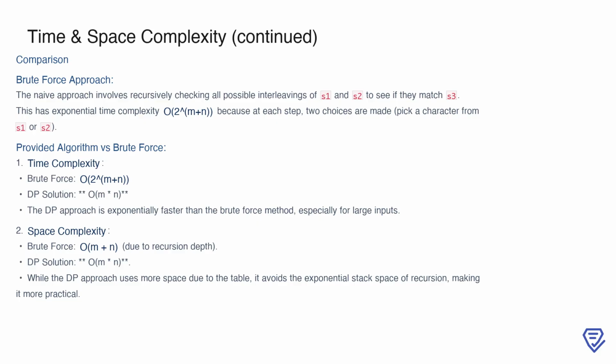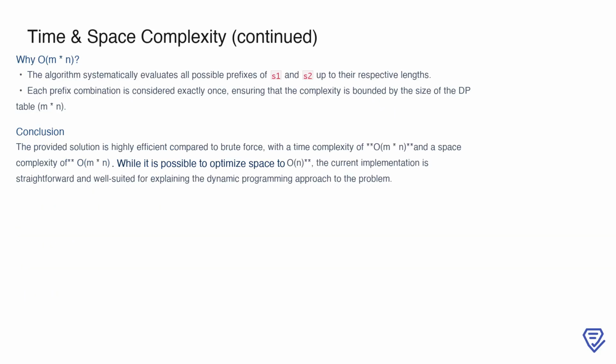Although the DP approach uses more memory, it avoids the exponential growth of the call stack, making it a more efficient and scalable solution. The O(m*n) complexity of the algorithm is due to its systematic approach, where all possible prefixes of S1 and S2 up to their respective lengths are evaluated. Each prefix combination is considered exactly once, and this process is bounded by the size of the DP table, which has m*n cells. This ensures that the algorithm is both comprehensive and efficient. In conclusion, the provided solution is significantly more efficient than brute force, with both time and space complexities of O(m*n).